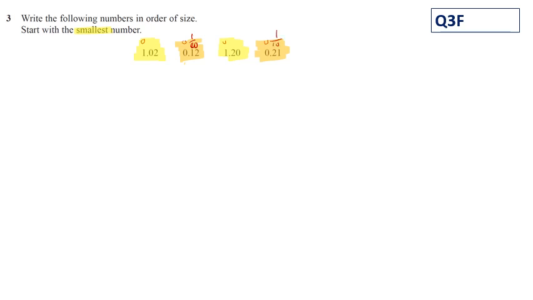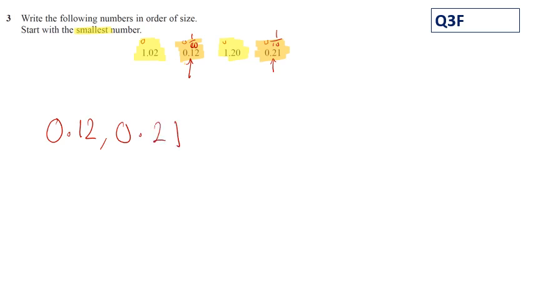So you can clearly see here I've got the digit 1 in the tenths column and I've got the digit 2 in the tenths column in that number, so I can write down from here the smaller number, which is 0.12, and the larger number, which is 0.21.